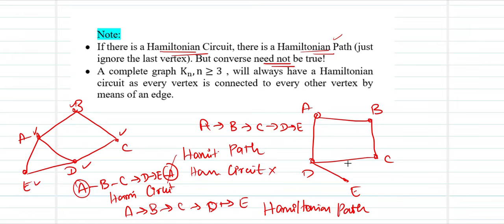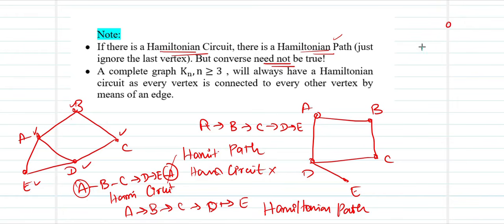Here we had a path, but did we have a circuit? No, that was not possible for us to make. So keep in mind, if there is a circuit, just ignore the last one and then form the path. But if you have a path, it is not necessary that a circuit will always exist. The second point says a complete graph Kn with n greater than or equal to 3 vertices will always have a Hamiltonian circuit. What do you mean by a complete graph? A complete graph is one where every vertex is connected to every other vertex by means of an edge.